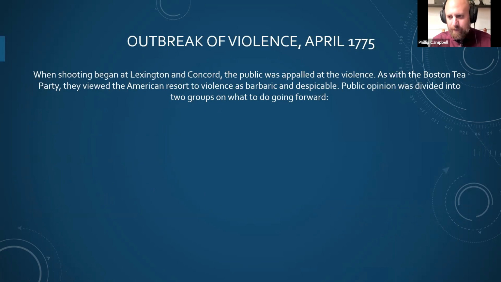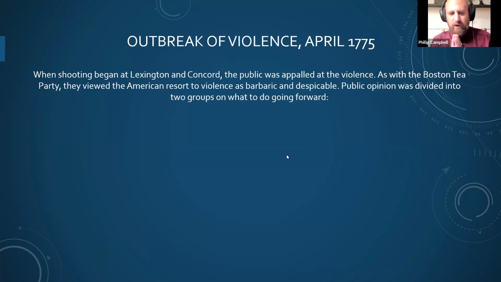Now, I don't know how well my Canadian friends know this, but if you are from the United States, you know that violence began in April of 1775 when shooting began at the battles of Lexington and Concord. Now, as was the case with the Tea Party, the British public was absolutely appalled at this violence, for which they held the colonists entirely responsible. They felt like the British had been perfectly reasonable and that the colonists were entirely at fault. They viewed the American resort to violence as barbaric and despicable. So there was a universal condemnation of violence.